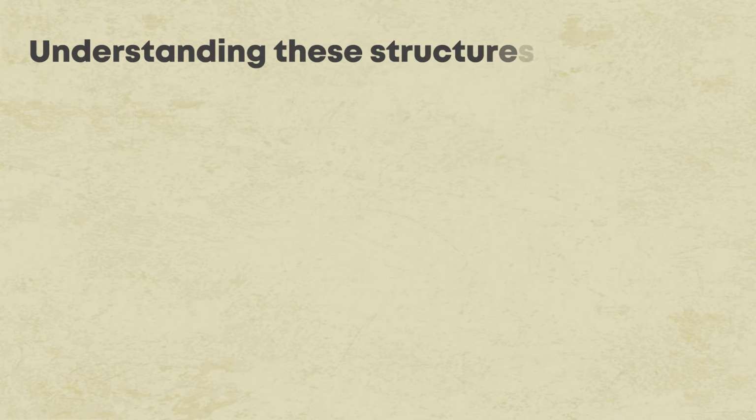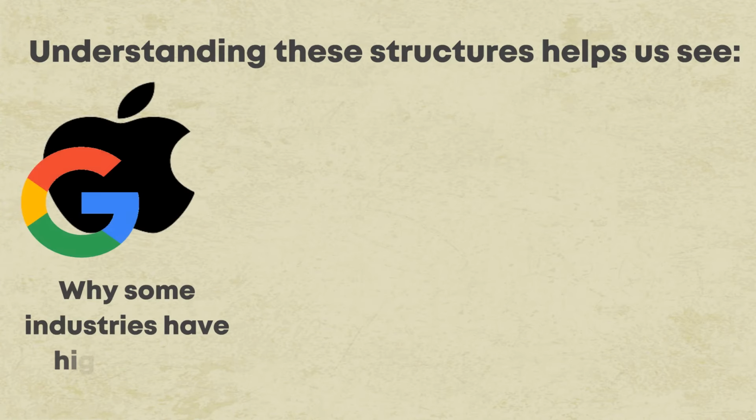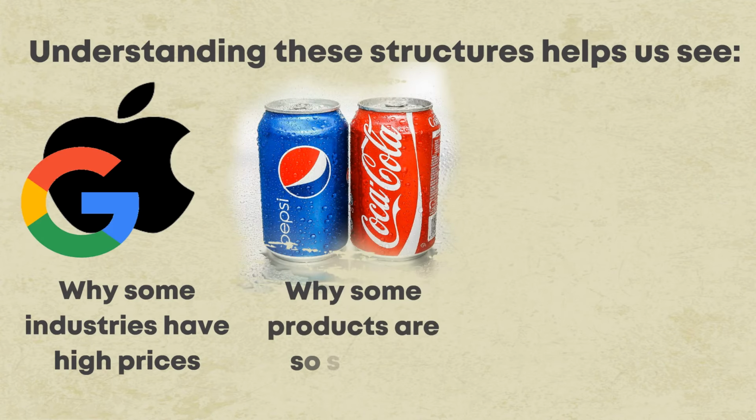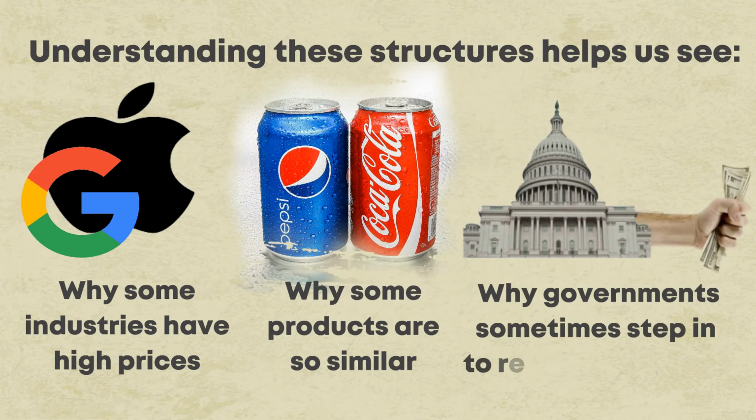Understanding these structures helps us see why some industries have high prices, why some products are so similar, and why governments sometimes step in to regulate markets. It's all about the balance of power between buyers and sellers.